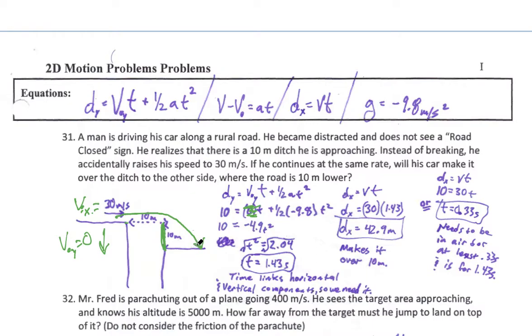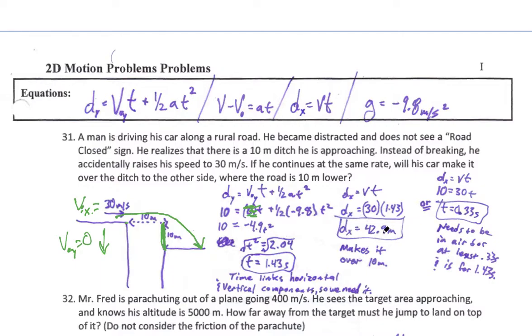The other way we could think about it is, well, let's compare it to our time. Let's say, all right, well, I know I want to make it at least 10 meters. Well, let's use 10 meters for my distance. I know my velocity is 30. So knowing that my distance has to be at least 10 and that my velocity is 30 in the x direction to begin with, how long would it take him to get over a 10 meter gap? Oh, well, it would take him 0.33 seconds. Well, he was in the air for 1.43 seconds, though, which is definitely greater than 0.33.